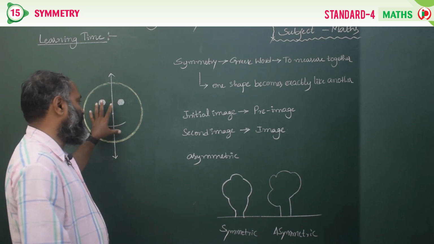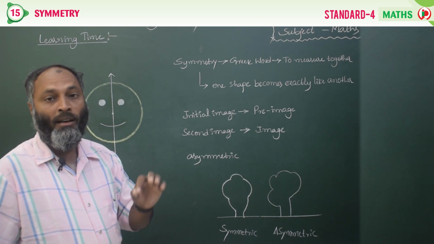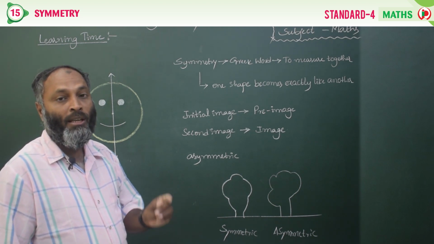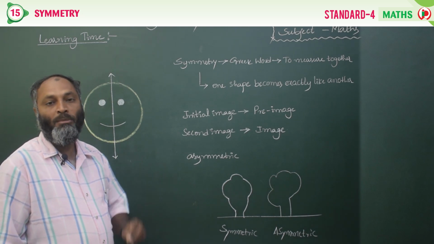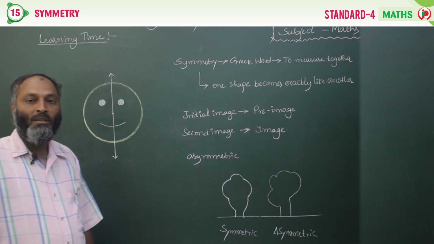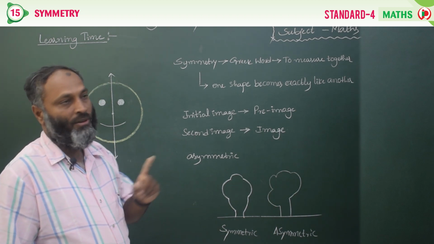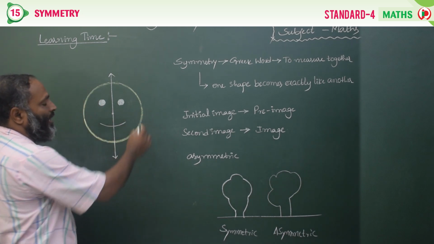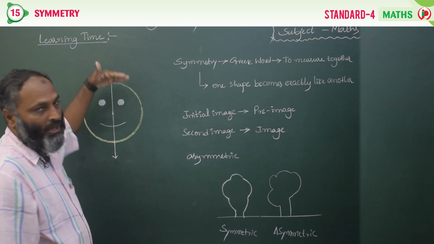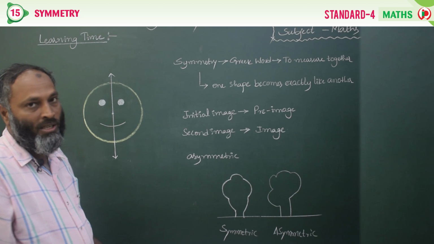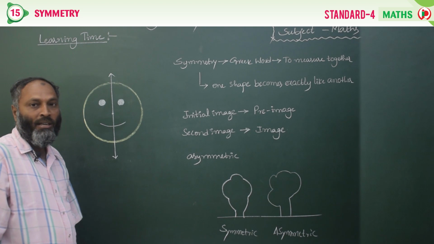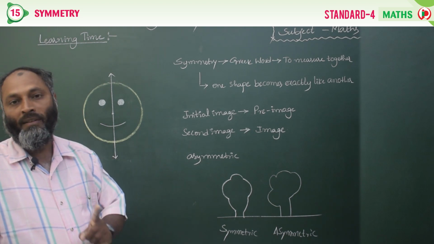So what is the line of symmetry? The line which cuts the given figure into two identical shapes is called the line of symmetry. Here, this vertical line is a line of symmetry. Only one line of symmetry we can draw. If you take one more line horizontally, that is not a line of symmetry. Why? Because here you will get two eyes upside and one mouth down, so they are not identical. If you take a vertical line, only then can you get identical shapes.